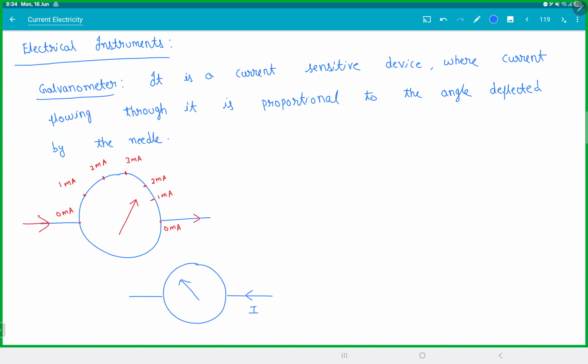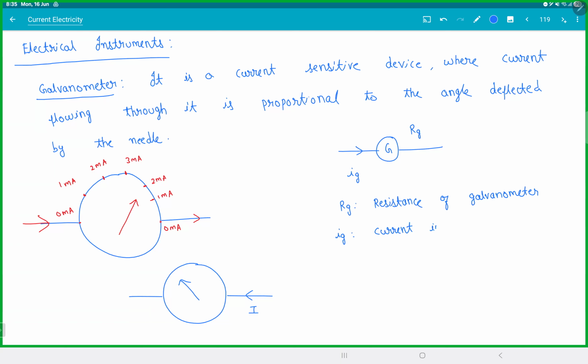The symbol for the galvanometer is this, a G with a circle around it. This is IG and this is RG. So RG is the resistance in galvanometer. Because it is made of some wire, coils and all, that has its own resistance. IG is the current in the galvanometer.